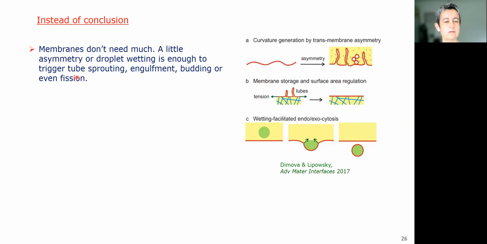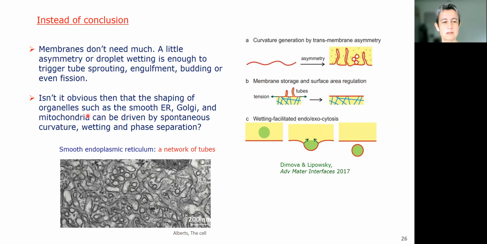To summarize, instead of a conclusion: membranes don't need much. A little asymmetry or droplet wetting is enough to trigger tube sprouting, engulfment, budding, or even fission, as I just demonstrated. Isn't it then obvious that the shaping of organelles, such as the smooth endoplasmic reticulum, Golgi, or mitochondria, can be driven by simple physicochemical processes such as spontaneous curvature generation, wetting, or phase separation?